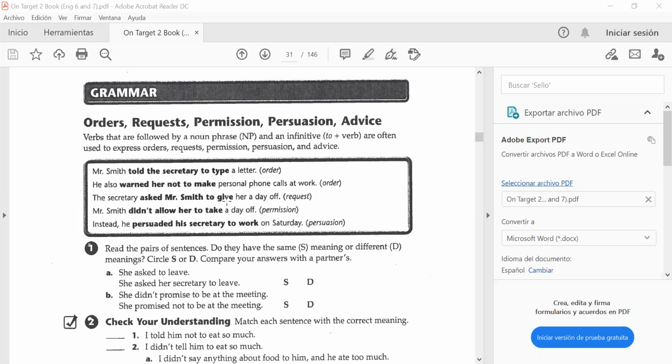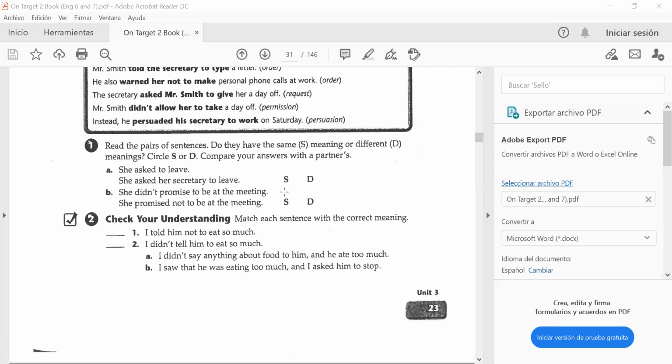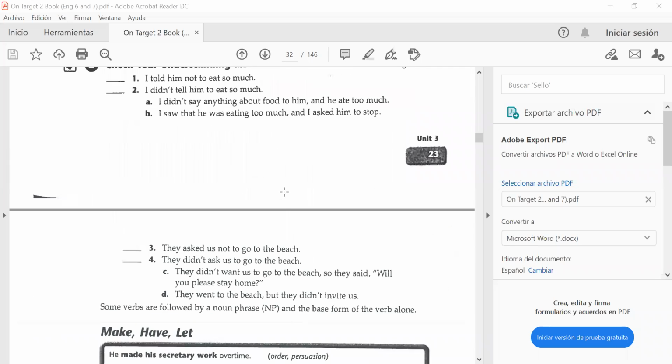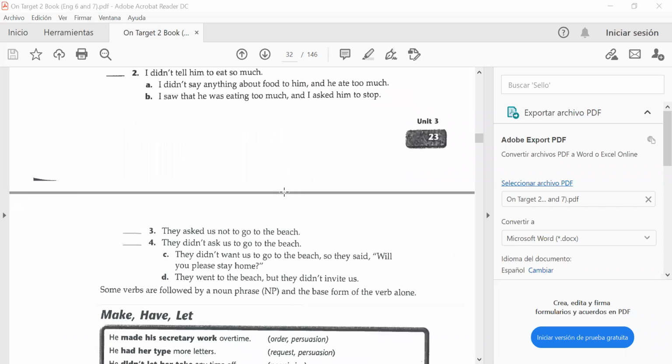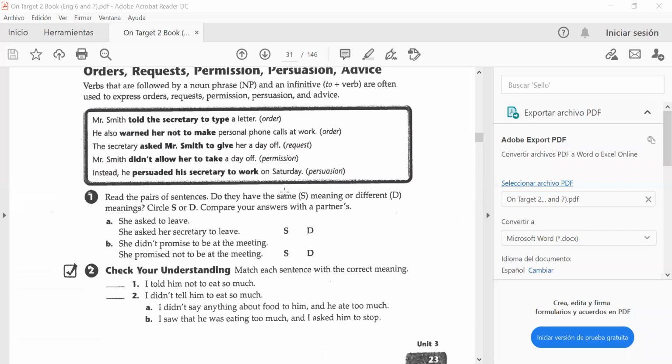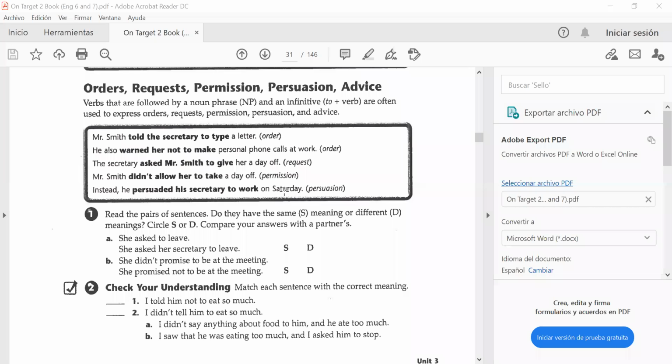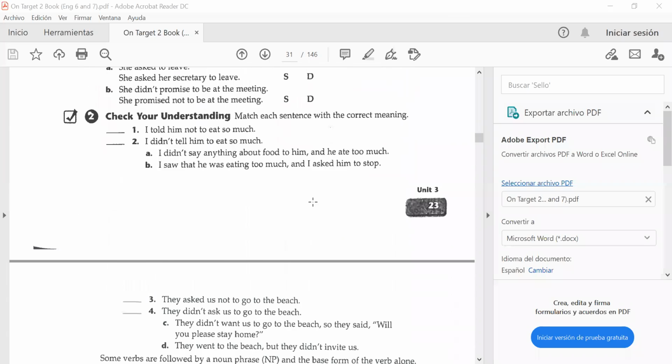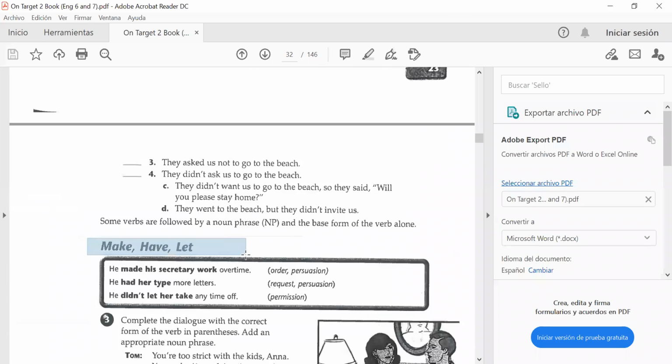Now I have a question. When we use have, make, and I forgot the other verb that you put at the beginning. What was that? Get. When we have the verbs have, make, and get, we don't use the particle to.